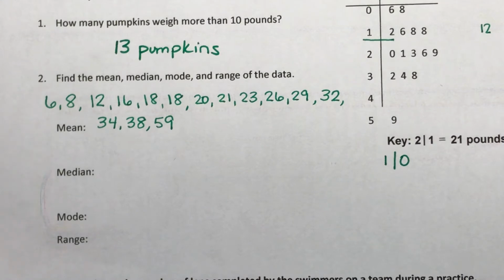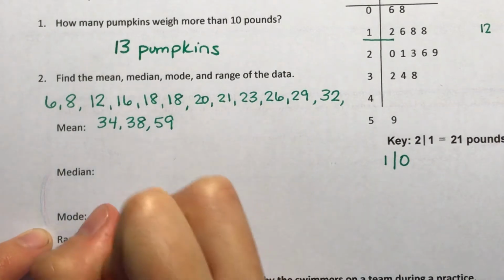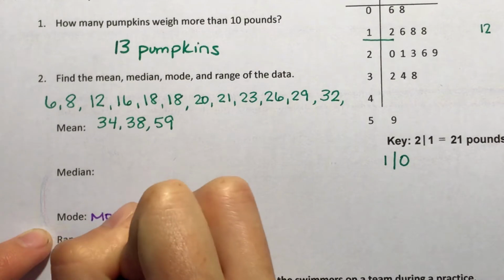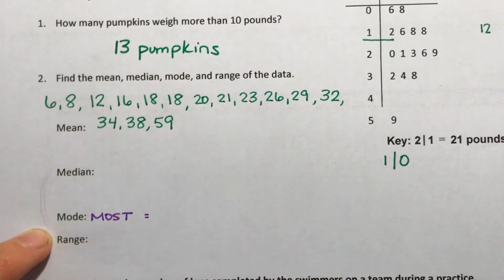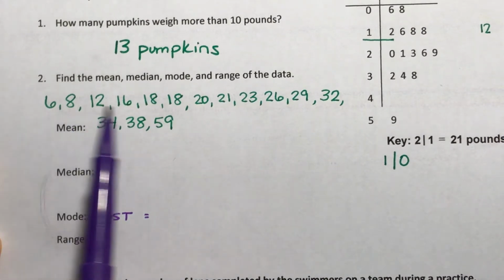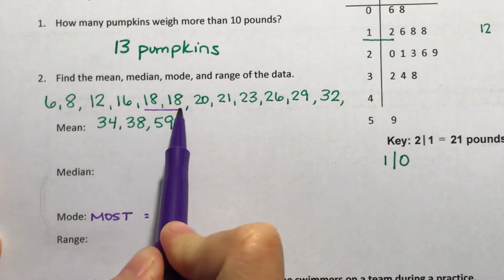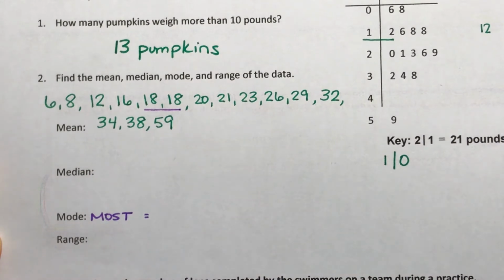I'm going to go with mode first. Remember, mode means the one that shows up the most, more than any other. All right, so I'm looking for any number that's duplicated. It shows up more than one time. So I see right here, I've got 18 and 18. There's no other number that shows up the same amount of times or more. So 18 would be my most common.